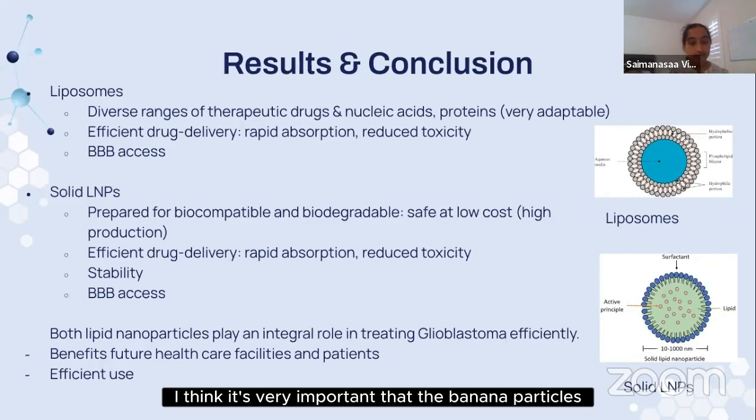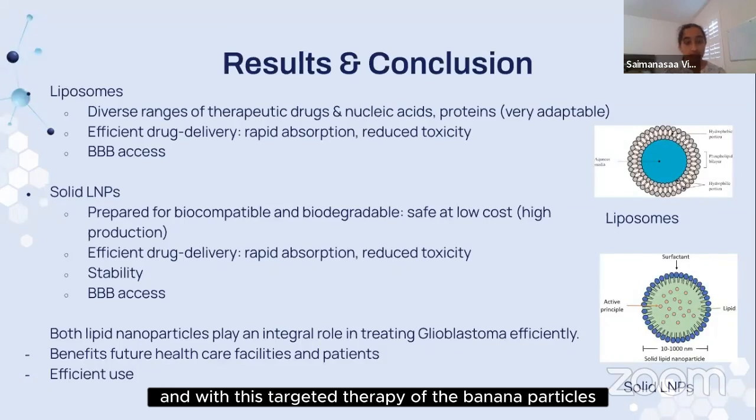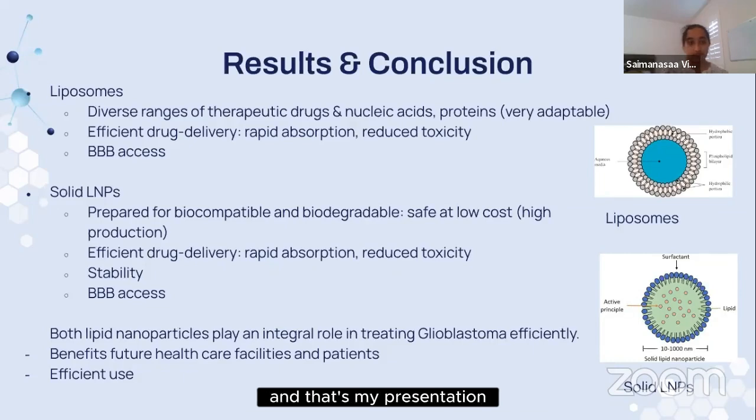And for the conclusion, I think it's very important to use lipid nanoparticles in the healthcare industry because a lot of patients are really having a hard time with chemotherapy. Even though it might work to an extent, there are a lot of long-term side effects, like I mentioned. With this targeted therapy of lipid nanoparticles, we're able to use it more efficiently and actually help at least minimize glioblastoma brain tumors, if not completely, because of course there's no real solution to it, but it can definitely be an efficient way of limiting it. And that's my presentation.